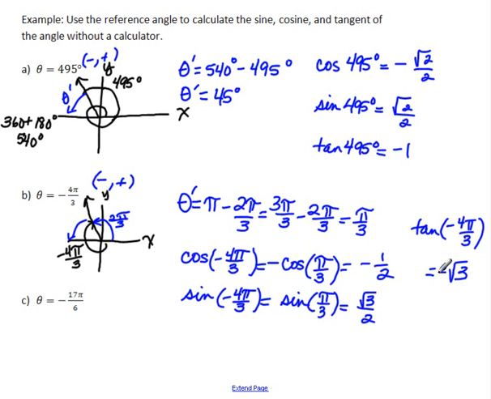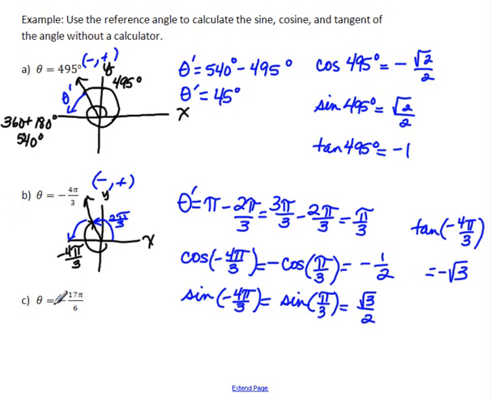So again, you can use your calculator if you wish. Make sure your mode is in radians this time. And if you find the tangent of negative 4 pi divided by 3, you can get negative 1.732, which is a decimal equivalent of negative square root of 3. The cosine of negative 4 pi over 3 is negative 0.5 or negative 1/2, and the sine of negative 4 pi over 3 is 0.866, which is a decimal equivalent of the square root of 3 over 2. So you can check yourself with that.